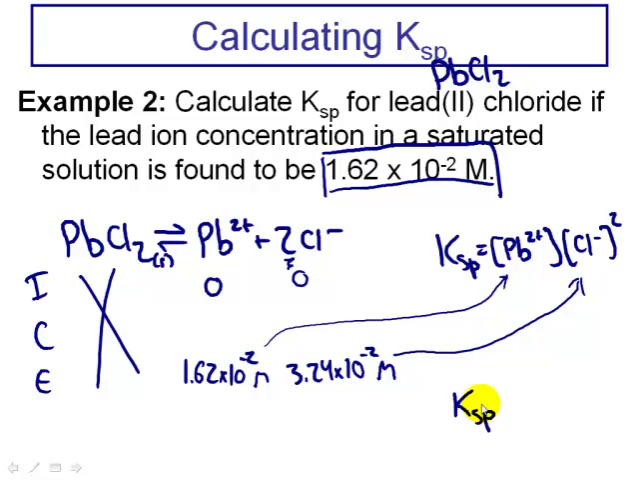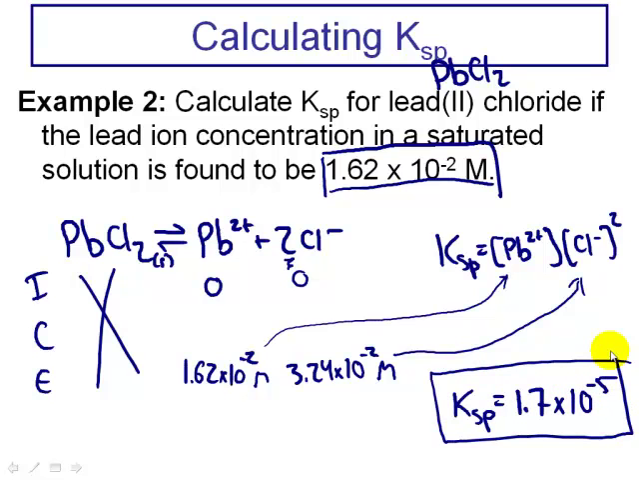If you go through and plug it in your calculators and calculate, I'll pause a second while you do that. Then you can see that the KSP value is going to be equal to 1.7 times 10 to the minus fifth power. And there we go. Okay, so that's how you calculate KSP from data.